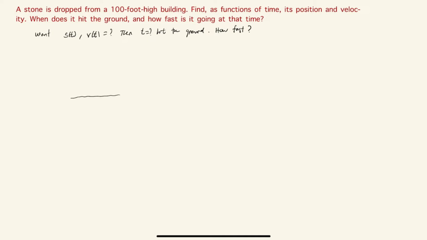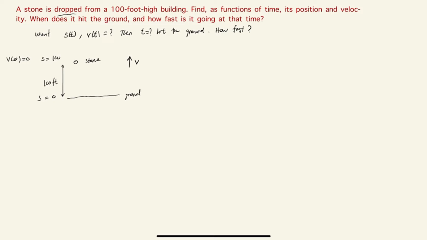The second step is to try to draw the problem. So we're going to start drawing the ground, and then from 100 feet the stone is going to be dropped. Noting here the initial position is going to be 100 feet from the ground, and then at the ground the position is going to be equal to 0. And the initial velocity v of 0 is going to be equal to 0 since it's dropped, it's not thrown.